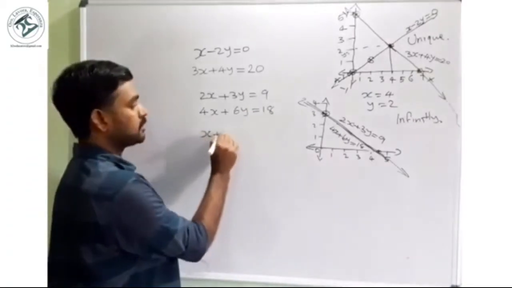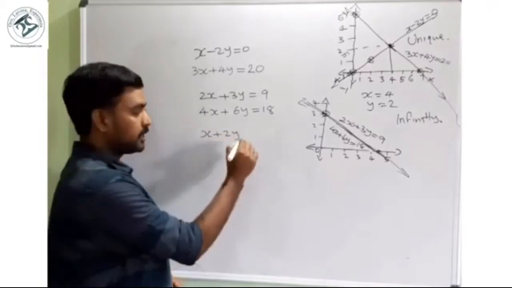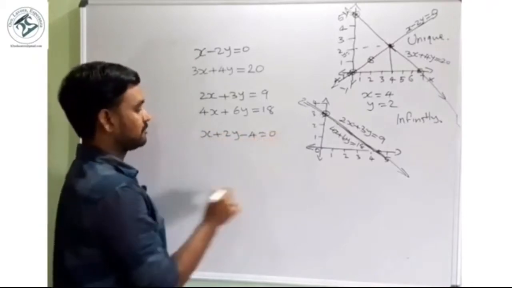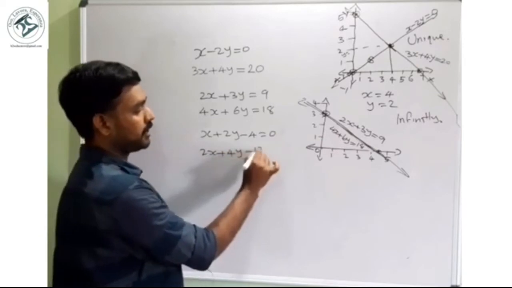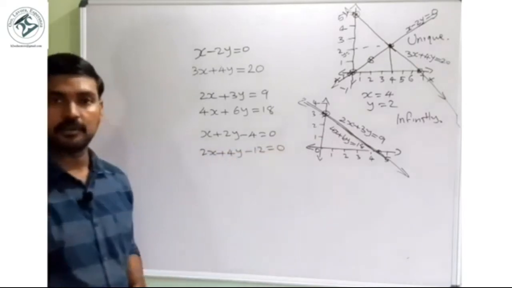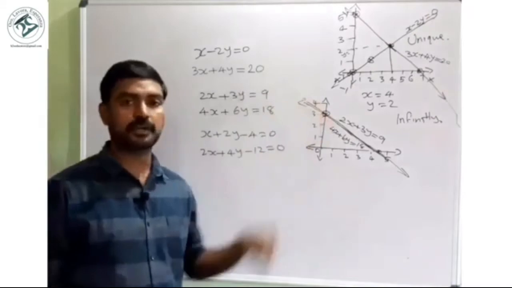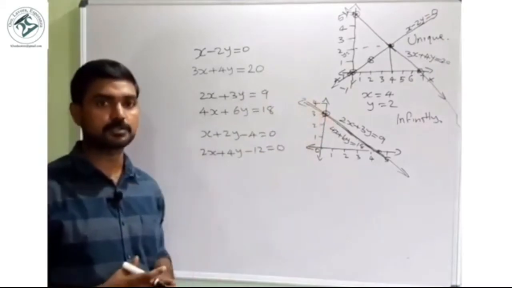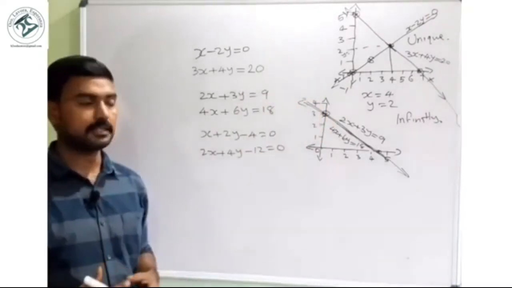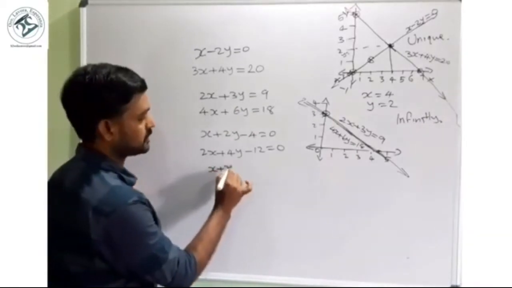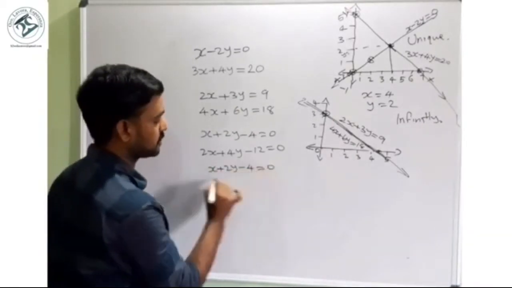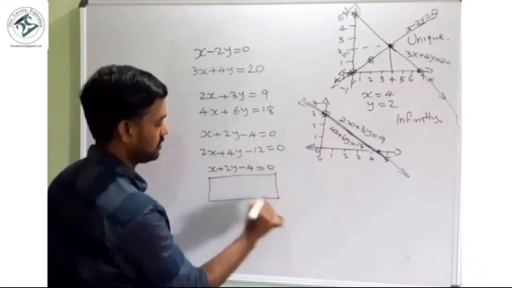x plus 2y minus 4 is equal to 0. 2x plus 4y minus 12 is equal to 0. As we draw these two graphs, we can draw the graph of these two equations. At the time we will get the solution, we can check it. x plus 2y minus 4 is equal to 0. We can draw the table.